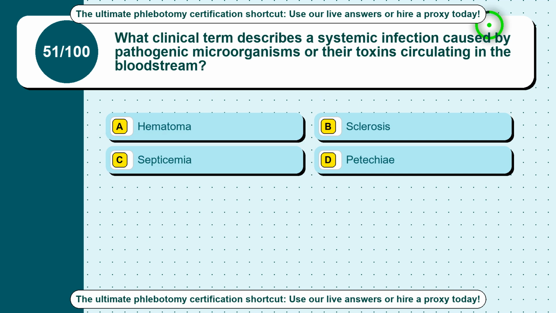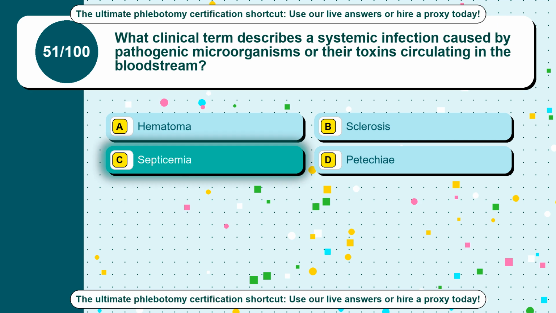Question 51. What clinical term describes a systemic infection caused by pathogenic microorganisms or their toxins circulating in the bloodstream? Option A, hematoma. Option B, sclerosis. Option C, septicemia. Option D, petechiae.